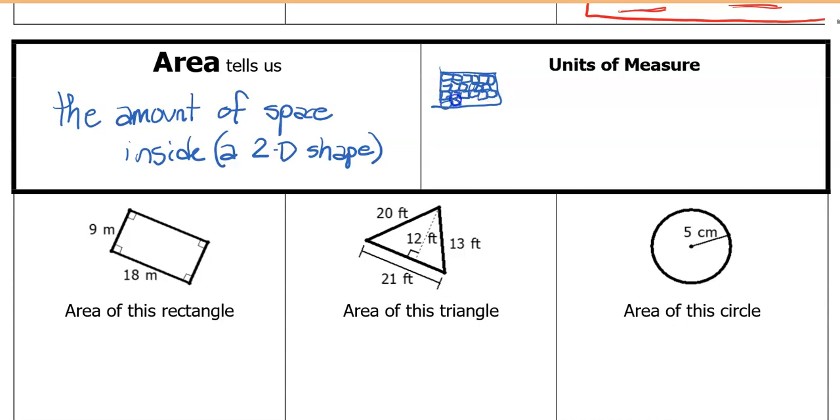So instead of being measured in inches, we might measure area in square inches. We've seen this before in this unit as well. And you can write it as inches squared or as square inches. It might be in square centimeters or square feet or square yards, or for something really big, it might be in square miles.